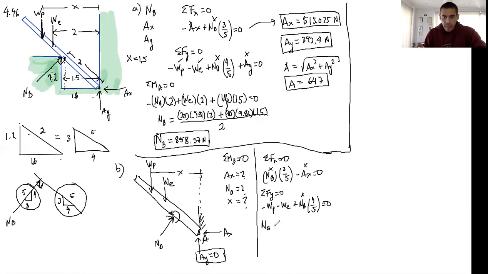So NB equals to, let me just put the numbers so nobody's lost. So 20, well, I actually can put the common factor, but let me just do this. So 20 times 9.81, which is g, plus 90, the mass of the person, times 9.81.